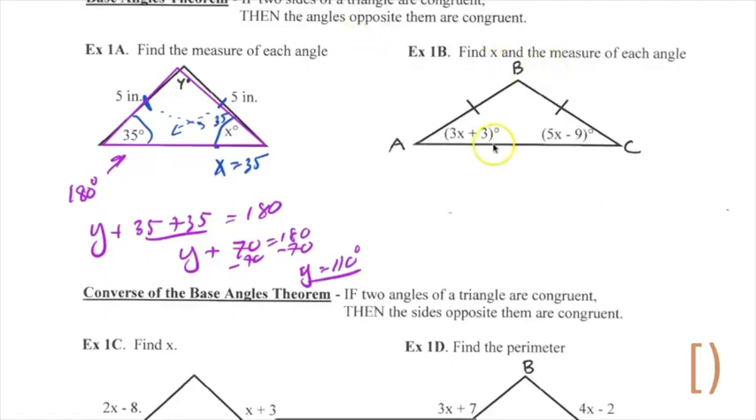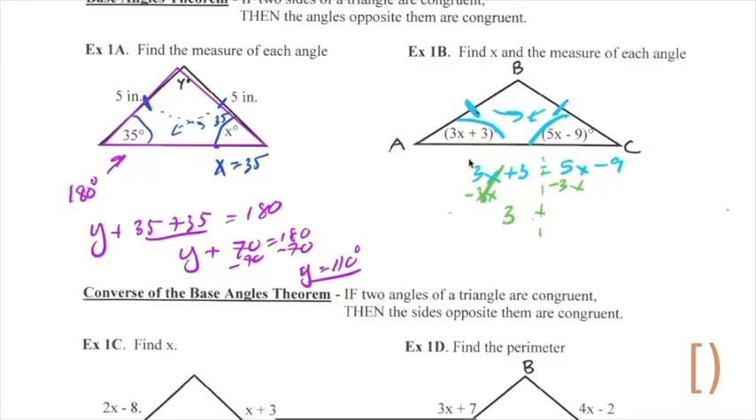Example B here. All we have to do is find x. Now, what we have, again, is these two sides are congruent. That means the angles opposite them are congruent. This guy's going to be equal to this guy. So 3x plus 3 is going to equal 5x minus 9. And all we want to do is get the x by itself. I always like to get rid of the smaller x. Let's get rid of this 3x here. We're going to subtract it from both sides. It's currently positive. These cancel out.